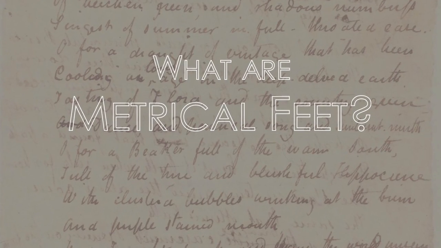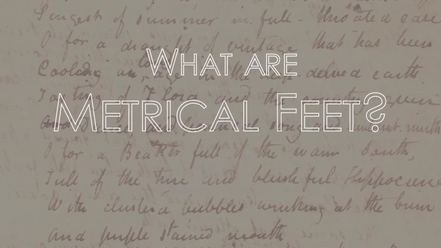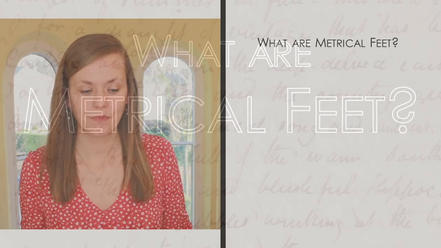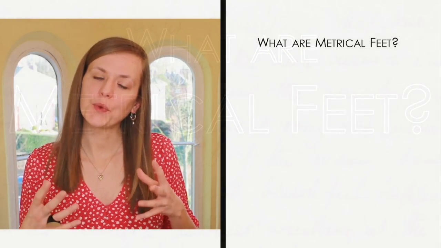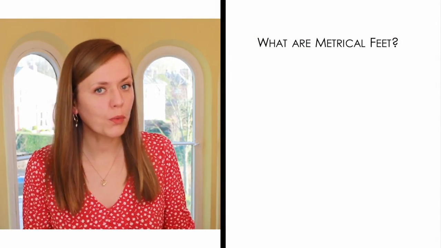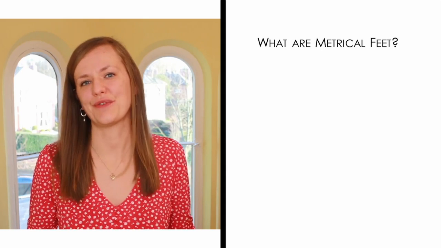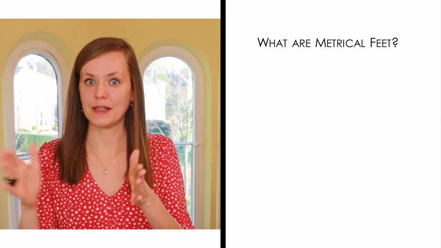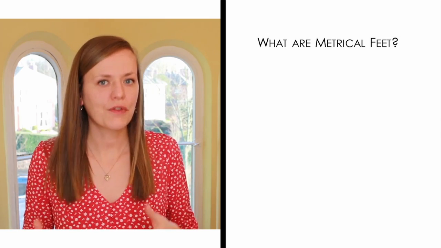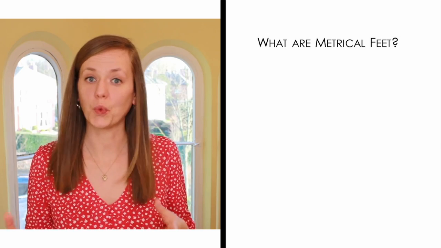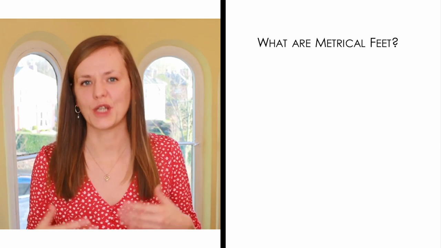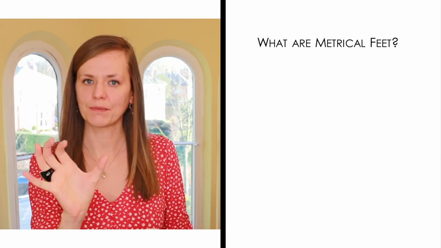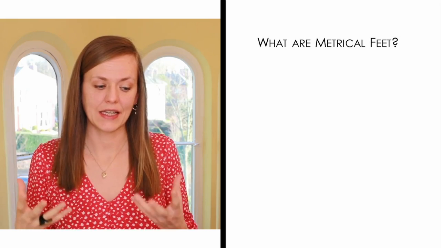So what are metrical feet? Well, you can think of metrical feet as being a bit like beats in a bar in music notation. You can have, for example, four beats in a bar: 1, 2, 3, 4. And that would be four beats in a bar. But you can also have three beats in a bar, something like a waltz, for example, which is 1, 2, 3. Now those are both bars, but they have different numbers of beats within them.